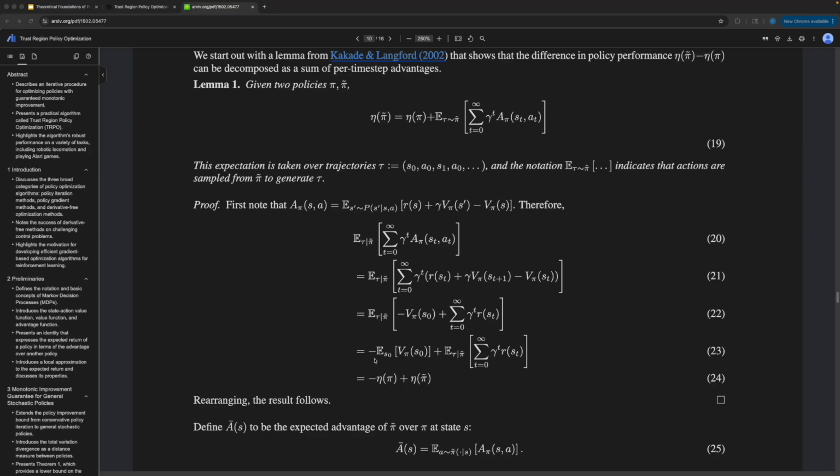Now the expectation can be distributed over the addition, and now the expectation of the v pi of s0 is basically the value function, like how much total expected sum of returns you get from your initial state, which is nothing but the performance of policy pi. And since here this is the total expected sum of rewards, where these trajectories are being sampled from pi tilde, it's like the performance of pi tilde.